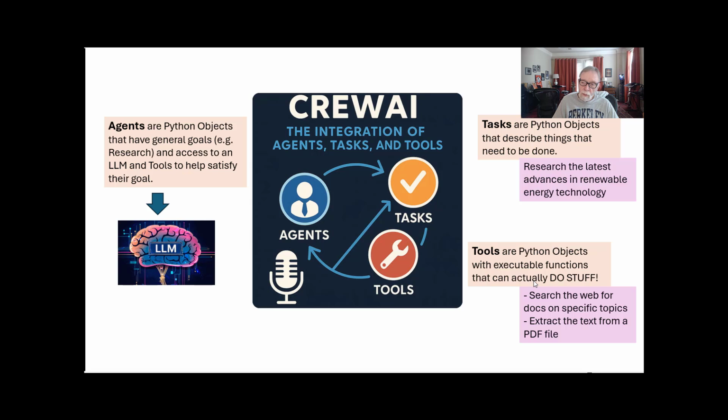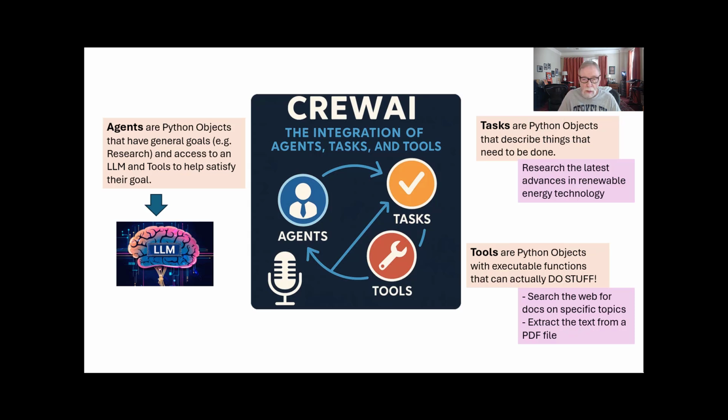So examples. We could have a tool that will search the web for documents on a specific topic. That would be a certain kind of tool. We can have other tools that extract text from a PDF file. And there are a number of tools available to you and me through the CrewAI framework. So what I want to do now is to give you a sense of the tools that are available through CrewAI, as well as talk a little bit about how you can make your own tools.